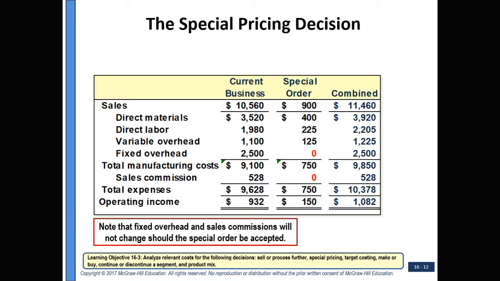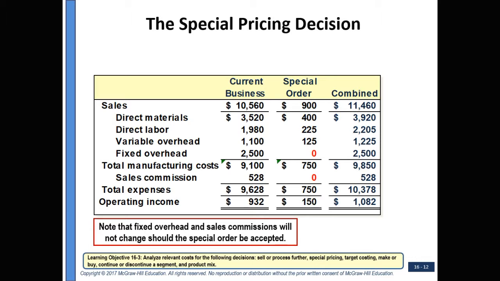So what we do is we do a special pricing decision to determine if the special order will contribute to the bottom line. Note that the fixed overhead and sales commissions don't change and will not change should the special order be accepted.